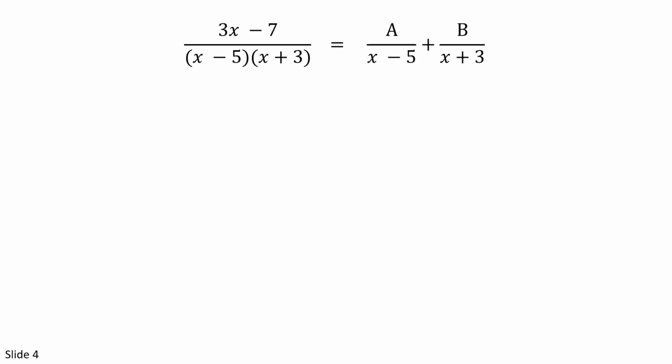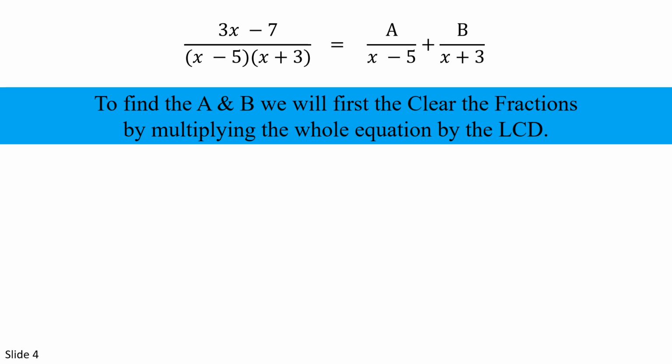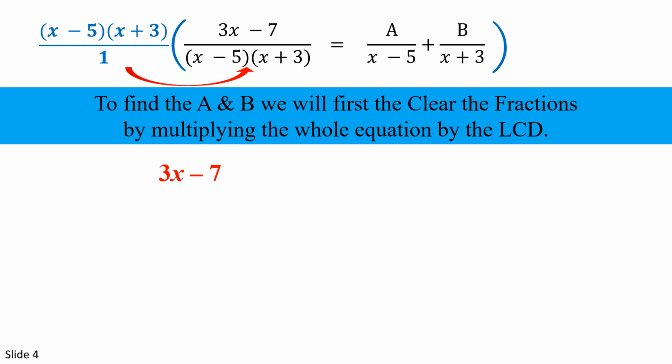So we take our equivalents here. 3x minus 7 over x minus 5 times x plus 3 equals A over x minus 5 plus B over x plus 3. To find the A and B, we need to first clear the fractions by multiplying the whole equation by the least common denominator. So when I distribute onto the left side, the x minus 5, x plus 3 cancel, so I just have 3x minus 7.